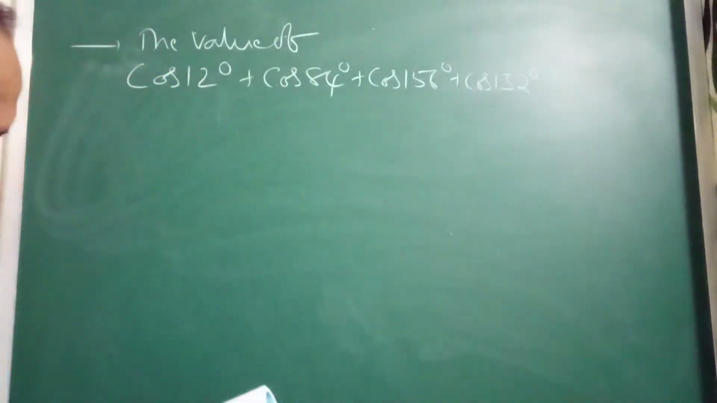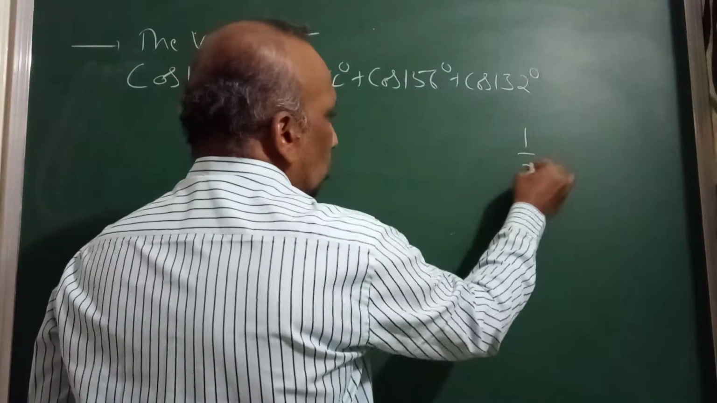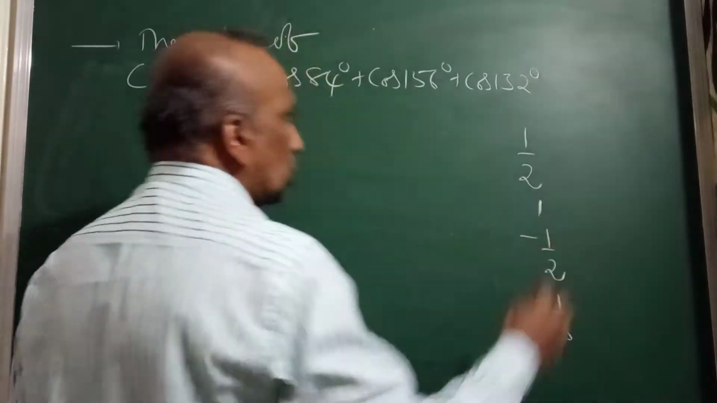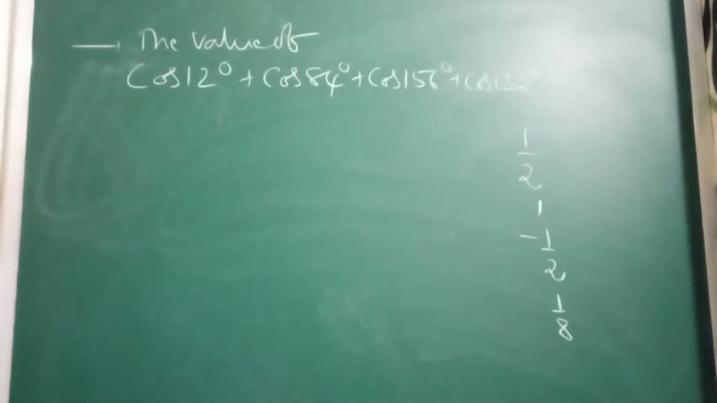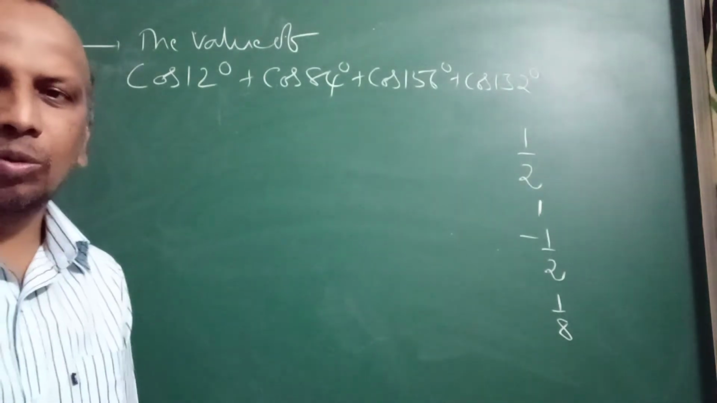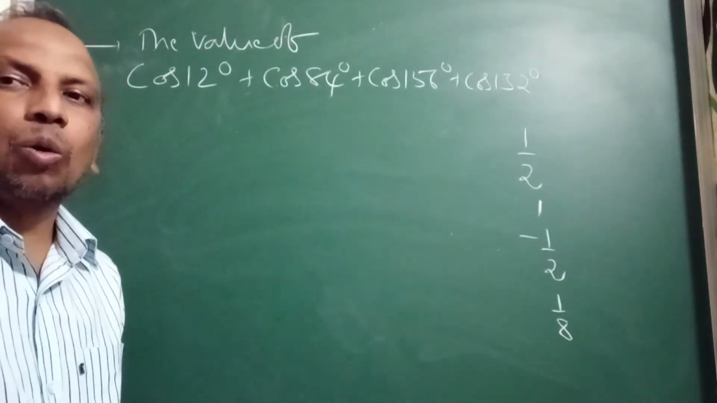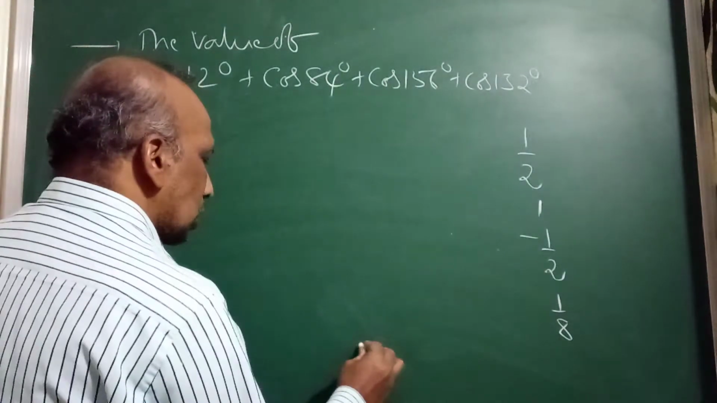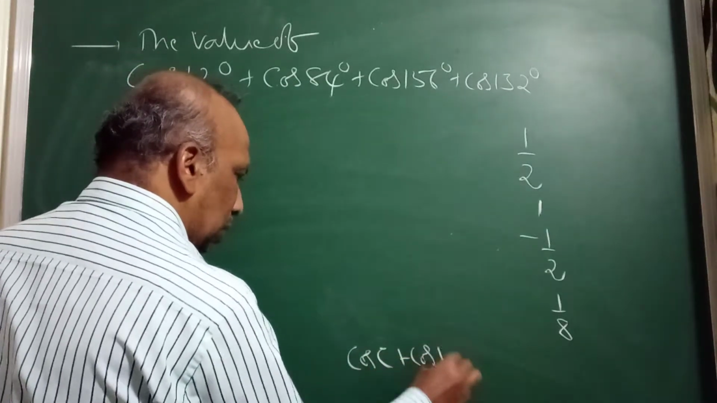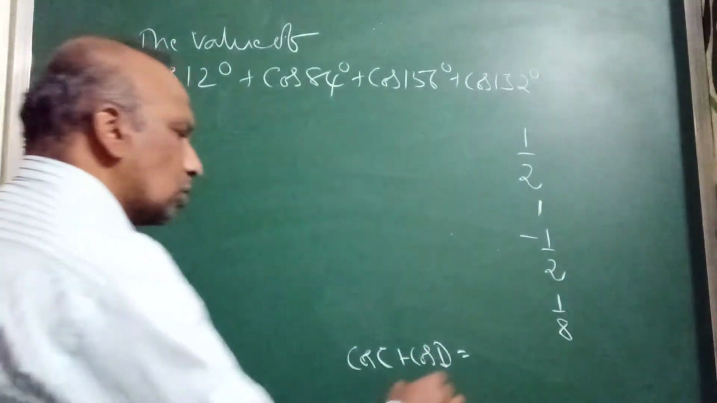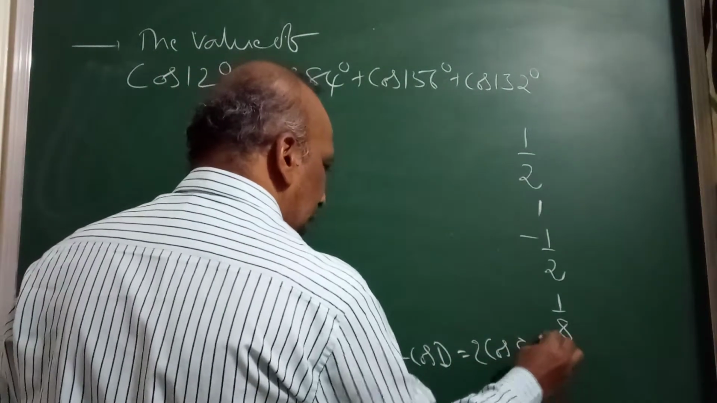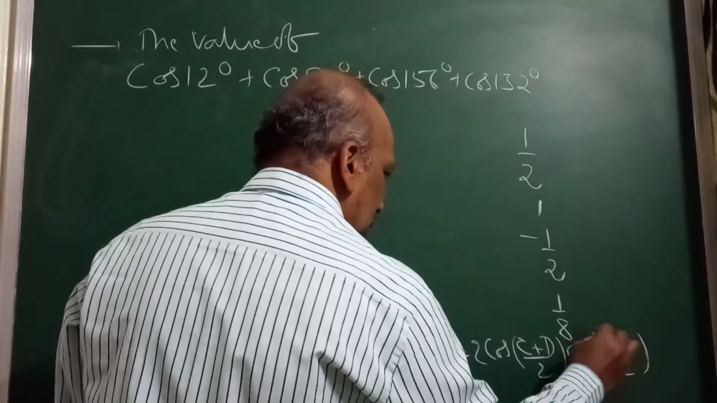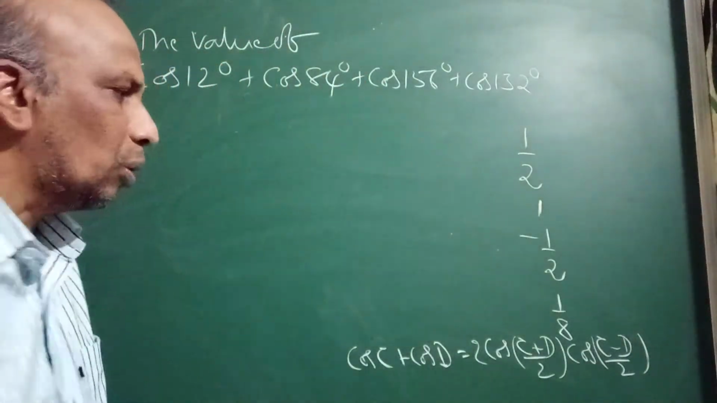So they are given options here: 1 by 2, minus 1 by 2, and 1 by 8. These are the four options they are given. Here the only possibility is we have to simplify this. We should apply cos C plus cos D. What is the cos C plus cos D formula? Cos C plus cos D equals 2 cos of (C plus D) by 2 into cos of (C minus D) by 2. Just remember this formula.